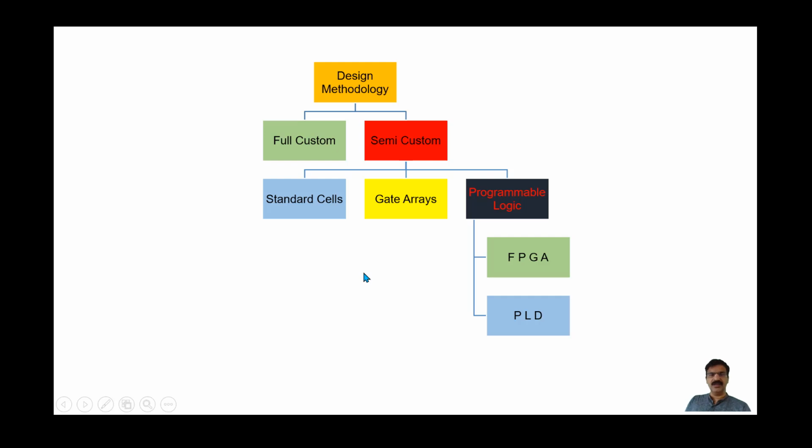So this is the basic hierarchy of things. In design methodology, we have two methods: full custom flow and semi-custom flow. In full custom flow, everything is custom made, even the standard cells. In semi-custom flow, we have standard cells, gate array, and programmable logic, in which you have FPGAs and PLDs. Our area is under programmable logic. We will go with the FPGA.